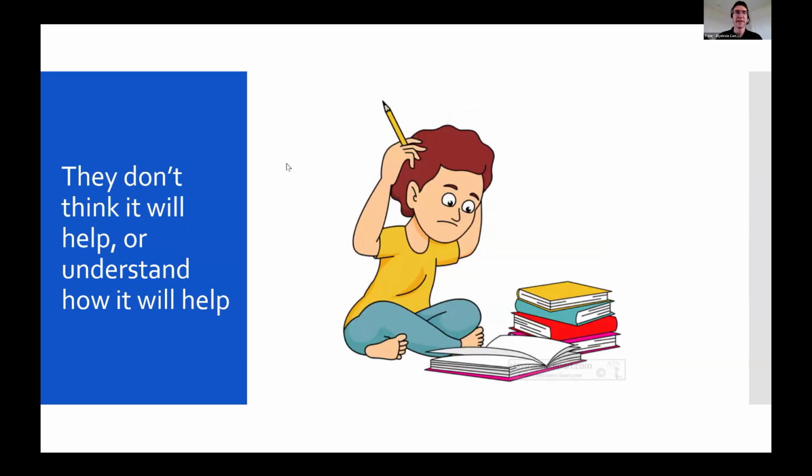It's also possible that they don't think the accommodation will help, or they don't really understand how it will help. And this is another reason why it's good to look at accommodations ahead of time and talk to the student about them so they have a really specific idea about why they will help and when they can use them.